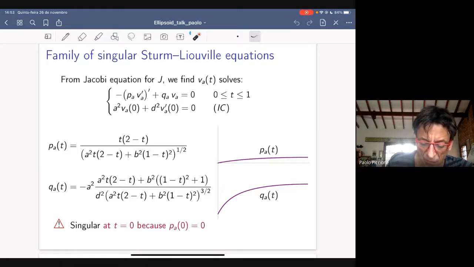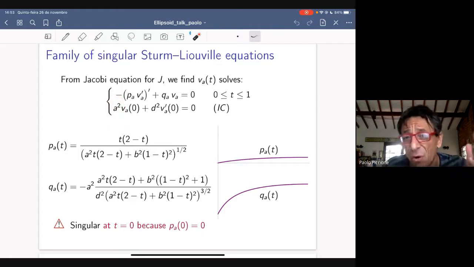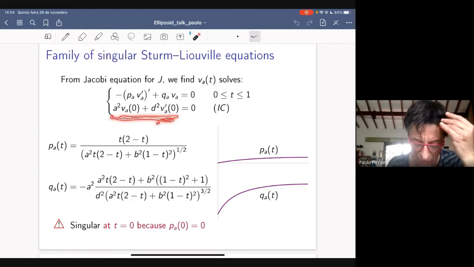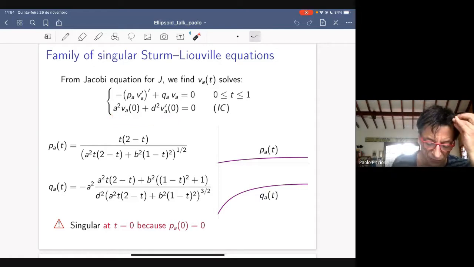the derivative of the Jacobi field at the beginning, and also the value of the Jacobi field and the second fundamental form of the boundary, sort of. So this information is in this boundary condition here. The thing is that the coefficient P, which is usually positive, now has this form here, and at 0 this is 0. You see, there's this T here, which makes it 0, and which complicates things.